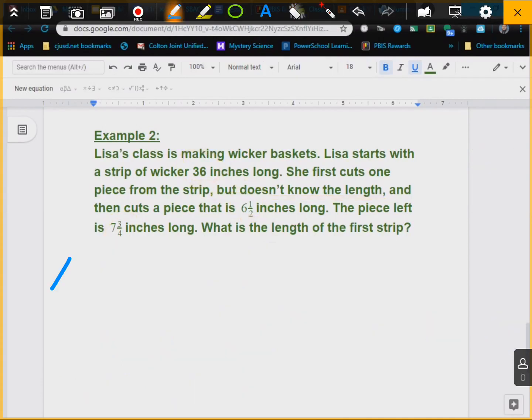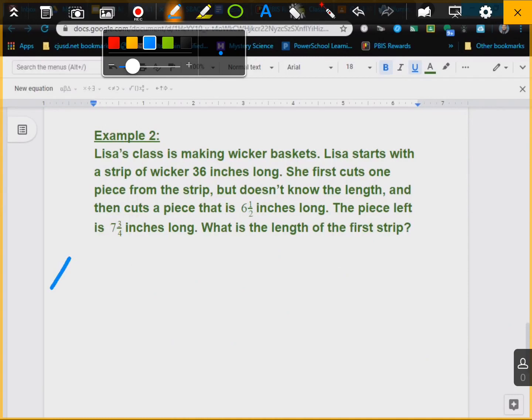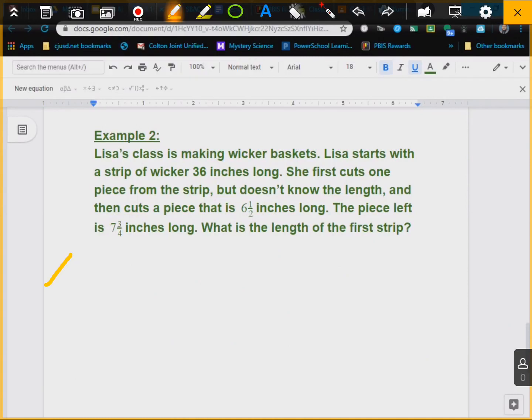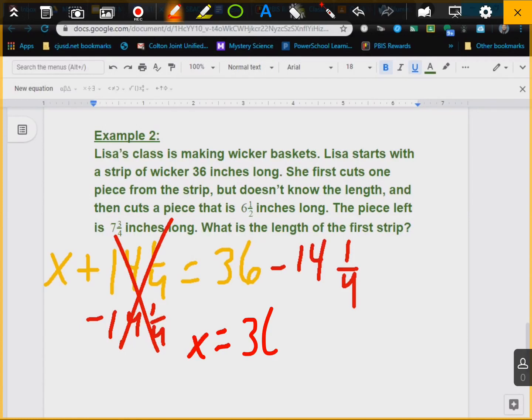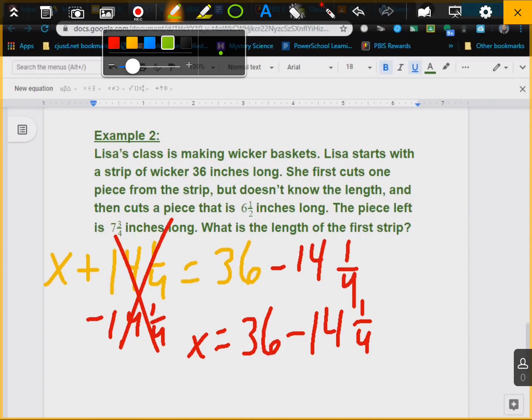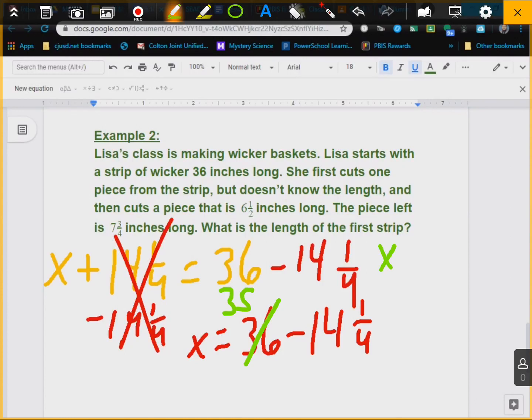So once again I have x. I'm going to do this in another color, actually. x plus 14 and 1 over 4 equals 36. And I know I need to subtract 14 and 1 over 4 to get it on the other side, because you got to do the opposite. So that cancels this out. That gets me x equals 36 minus 14 and 1/4. I can take 1 out of 36, make it 35, and change it to x equals 35 and 4 over 4 minus 14 and 1 over 4.